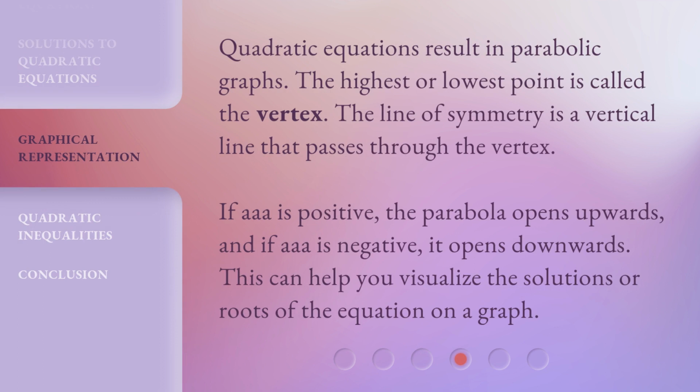Quadratic equations result in parabolic graphs. The highest or lowest point is called the vertex. The line of symmetry is a vertical line that passes through the vertex. If a is positive, the parabola opens upwards, and if a is negative, it opens downwards. This can help you visualize the solutions or roots of the equation on a graph.